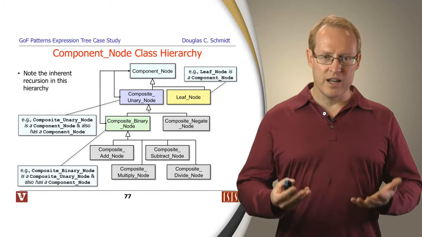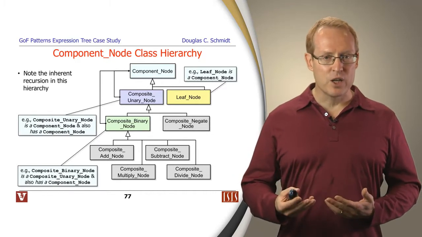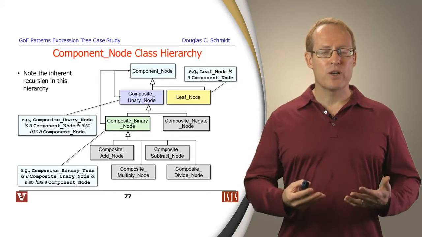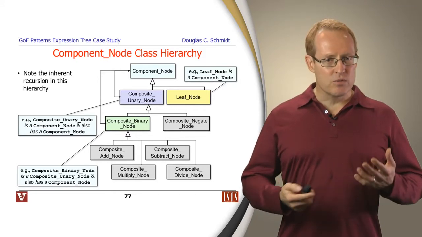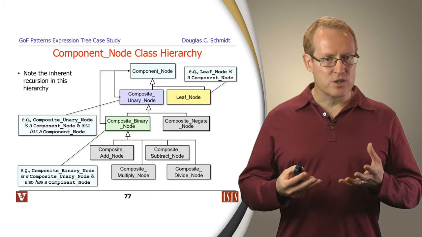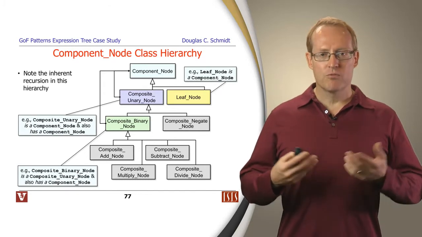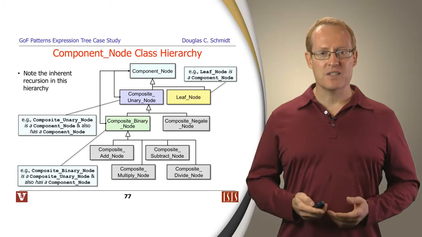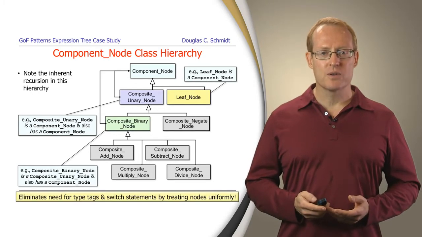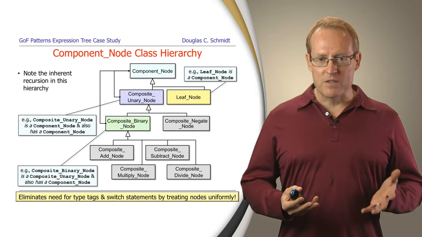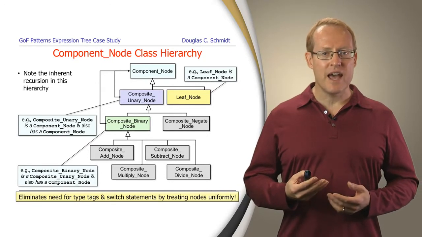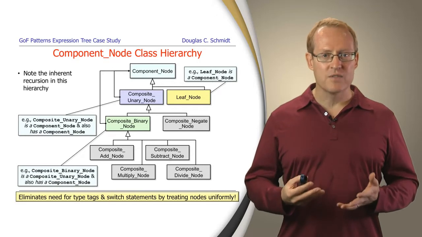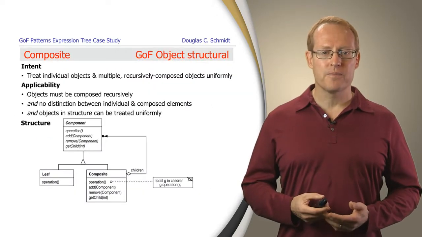In other words, it inherits the properties of the composite unary node class, and then it has a pointer to a component node. So these recursive properties of the expression tree are revealed and institutionalized and reified in our class hierarchy for the component nodes. One of the benefits of doing this is it eliminates the need to have type tags and switch statements because we're treating all the different kinds of nodes in a uniform manner.